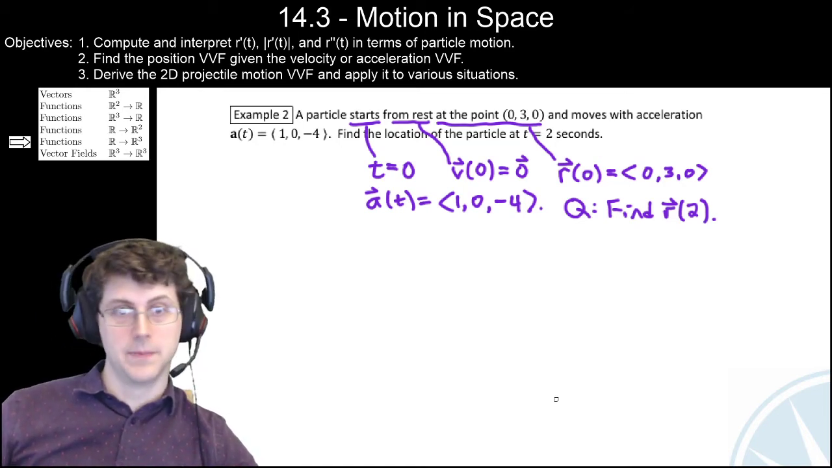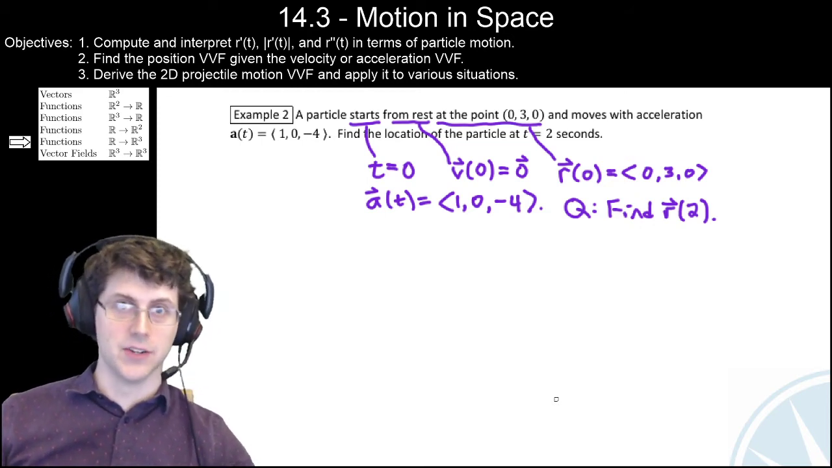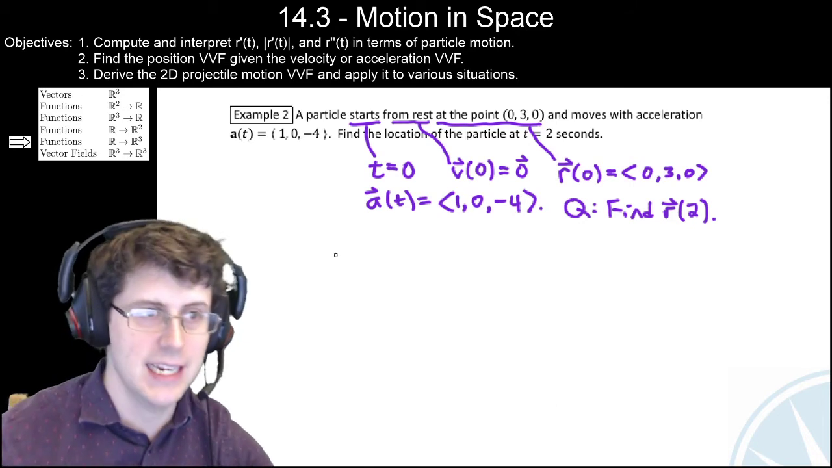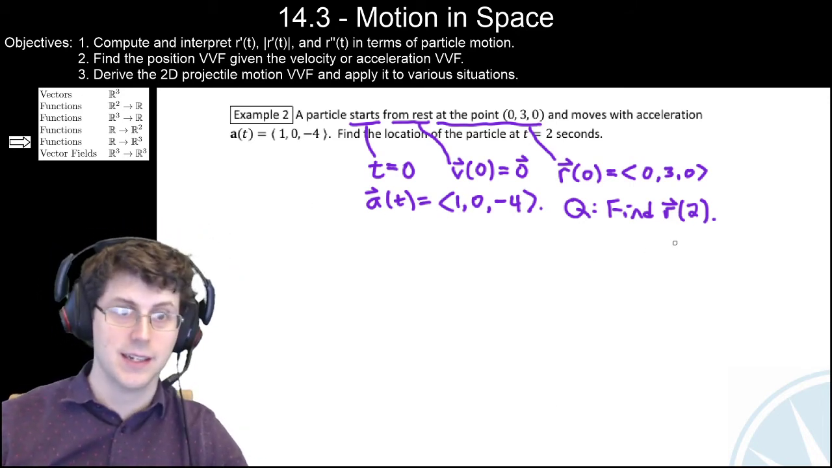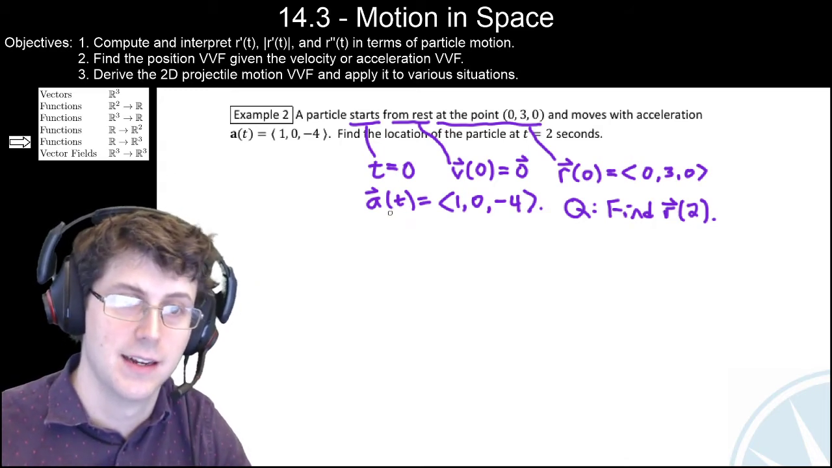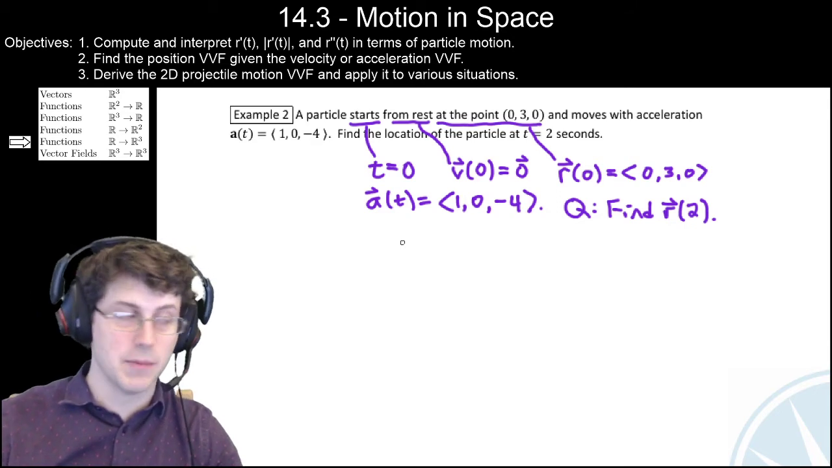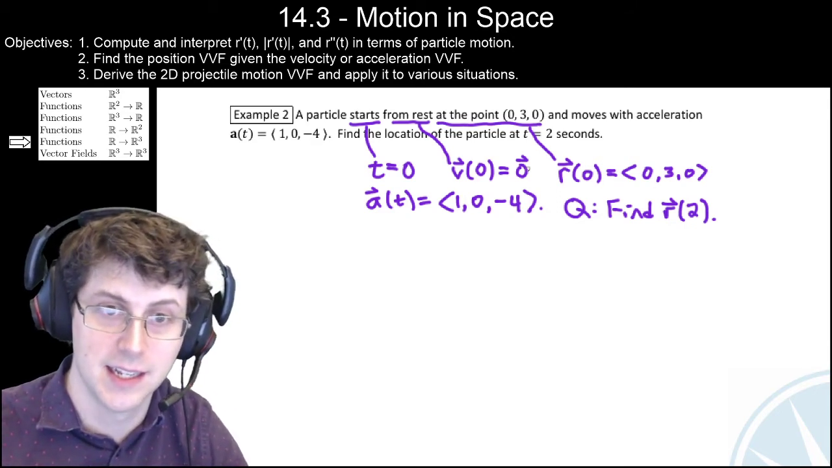Okay, well, what do we do? If someone gives you position and asks you to find velocity or acceleration, you take derivatives. If someone instead gives you acceleration and asks you to find position, you take integrals. So that's what we'll do here. We'll take some integrals of this acceleration function. We'll get a whole bunch of plus c's, but hopefully we'll be able to figure out what the c's are based on all these initial conditions.